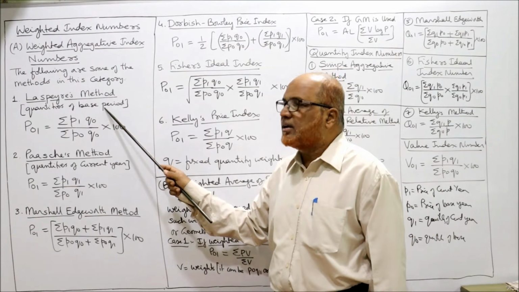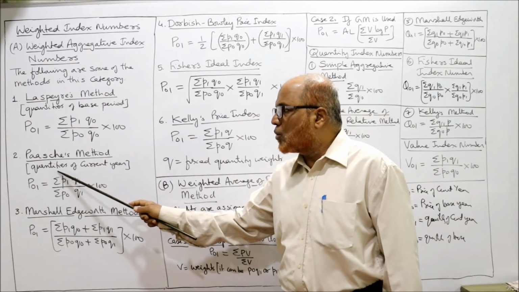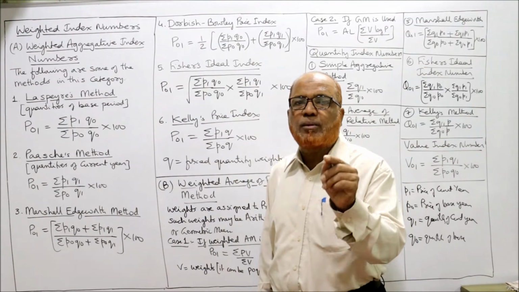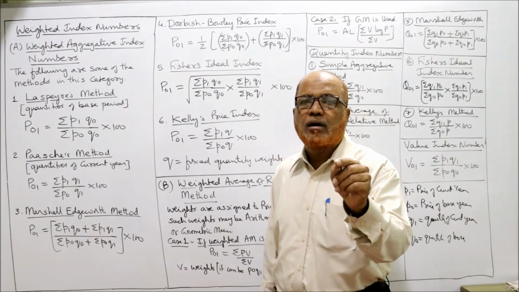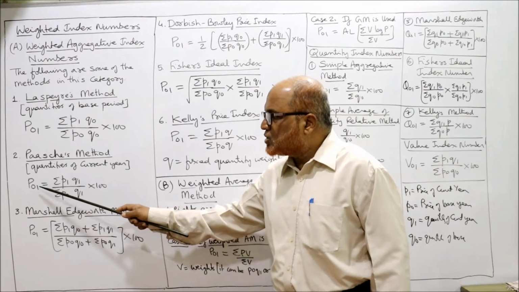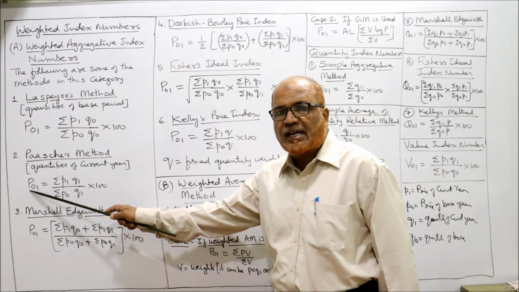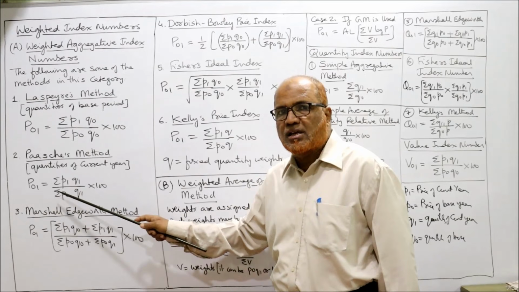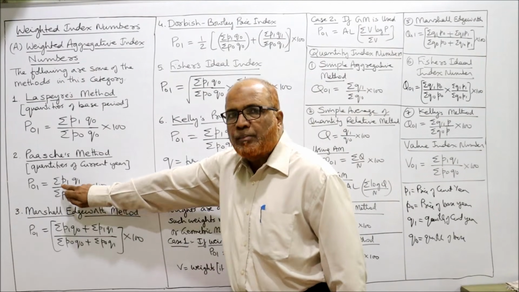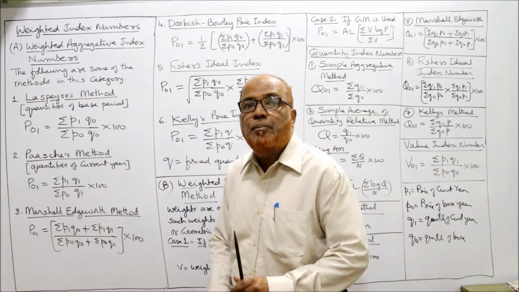Laspeyres took the base year quantity, and Paasche's takes the quantities of the current year. Current year quantity is denoted by Q1. So here also, P01, the price index of the current year compared to the base year, is equal to, first of all you should write P1 by P0, summation P1 divided by summation P0.